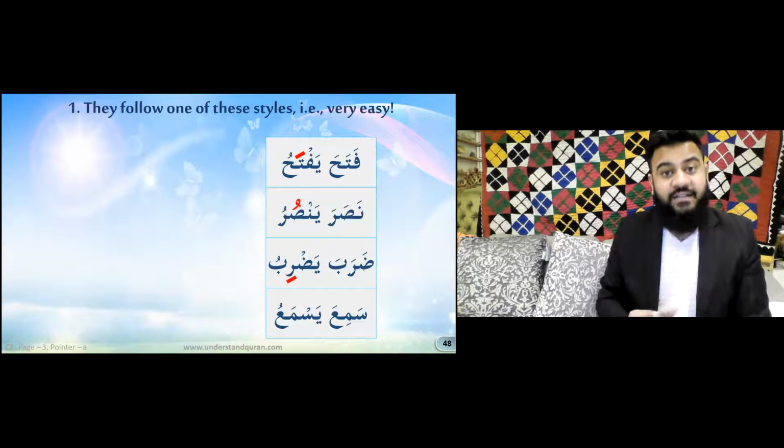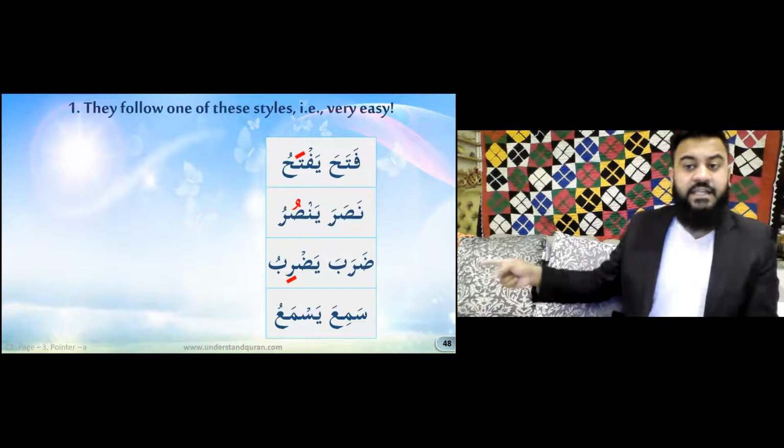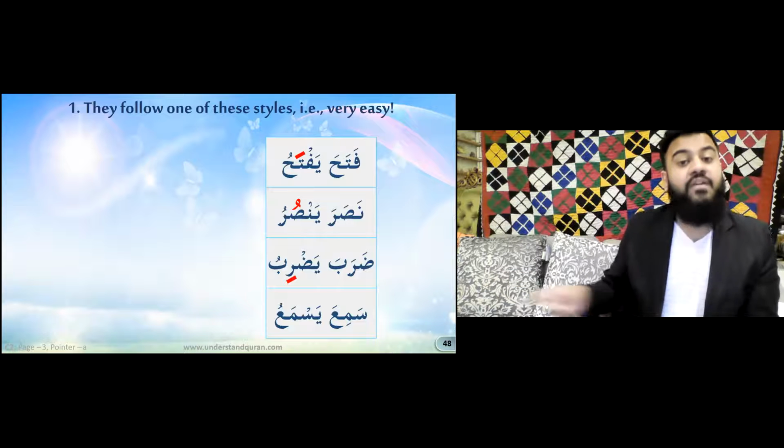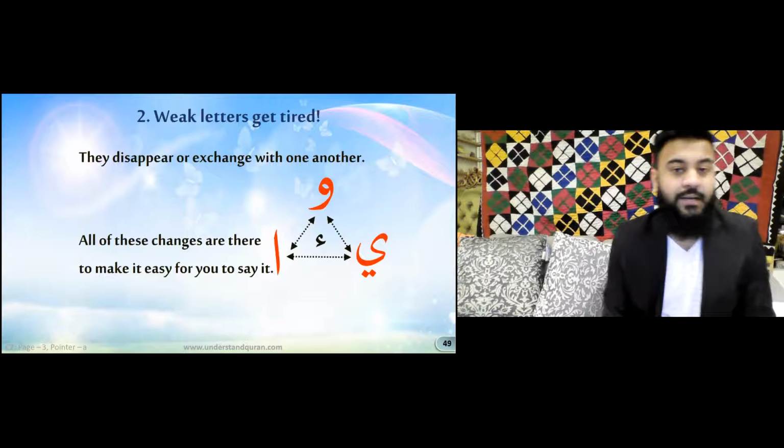And what do we mean by styles? We're talking about the punctuation. You can see on the screen in front of you, it's highlighted in bright red to bring your attention to it. But basically, when you're going from one form, from Madi to Mudari to Amar, they follow the same one of these four styles that we've already gone over, alhamdulillah.